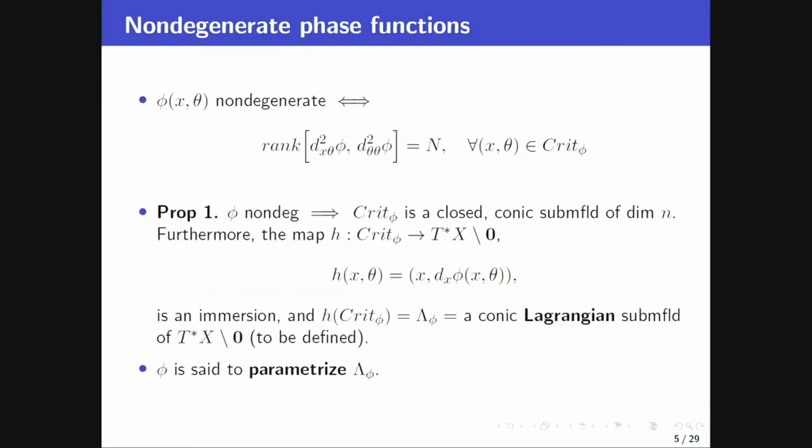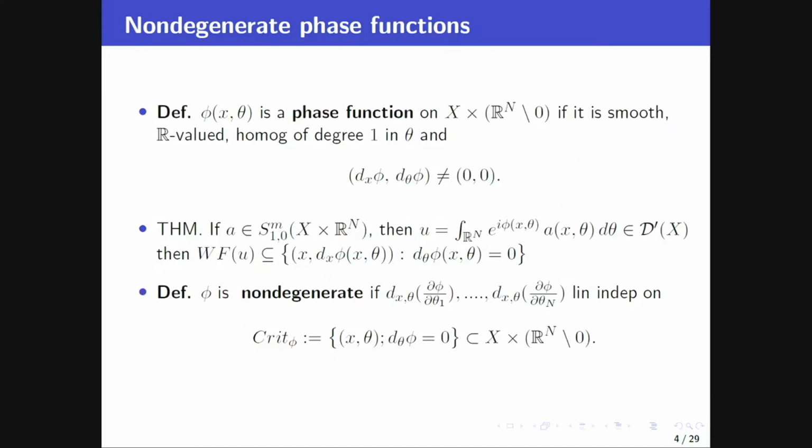If it's non-degenerate, then this map is surjective, so we have the rank n. If it's non-degenerate, then the critical set is a smooth manifold, conic and closed, because φ is homogeneous of degree 1. If it's non-degenerate, then this map from (x, θ) to (x, d_xφ) is an immersion, so dφ is injective. And also the image is a special manifold, a conic Lagrangian, which we're going to define later. And again, it's very important for the FIO setting, the conic Lagrangians. If this is the case, then φ is going to parameterize Λ_φ, okay? So Λ_φ is exactly this set, the image of this map, (x, d_xφ) such that d_θφ equal to 0.